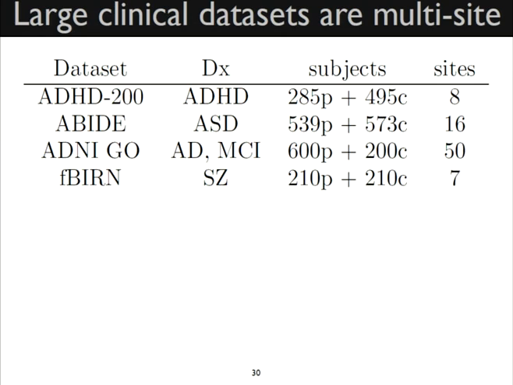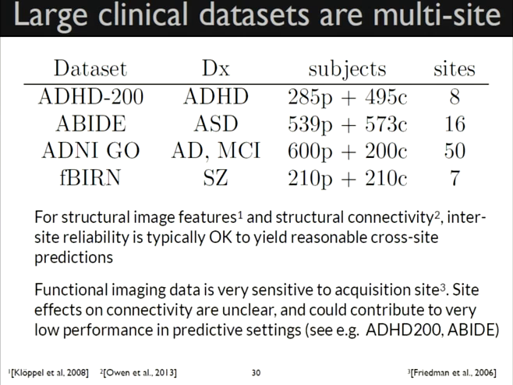So these are a few open data sets that you probably know: ADHD-200, ABIDE, ADNI-GO, and FBIRN. On the right, you can see the number of sites. ADNI-GO is 50 sites and ABIDE is 16 sites. We've seen some results in the previous talk from Ninon that it might be okay if you train on large data, but for fMRI, remember, we're in a poorer situation than in structural MRI. Functional imaging data is very sensitive to the acquisition site. Despite the FBIRN consortium's lots of effort on standardization, you still have differences.